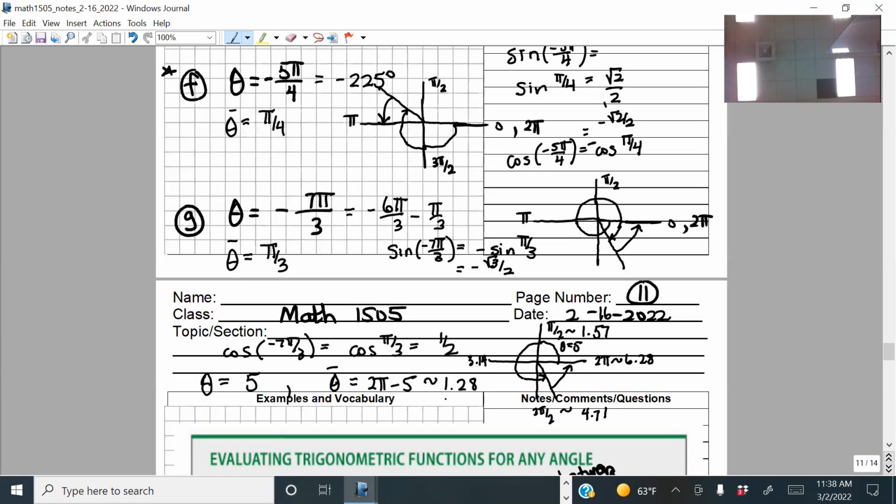Yeah, the sine of 5 is negative, right? Sine of 1.28 is positive, though. Except for the sign, positive or negative will be different, though, right? Yes. Okay.